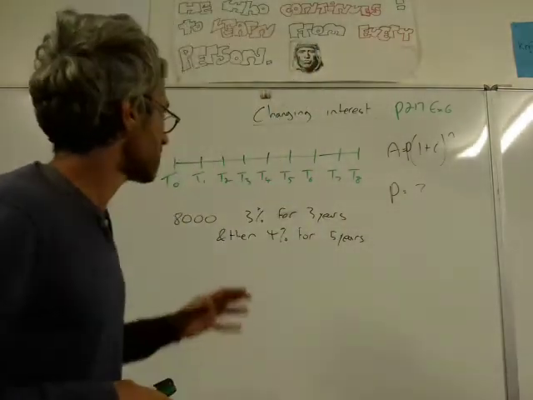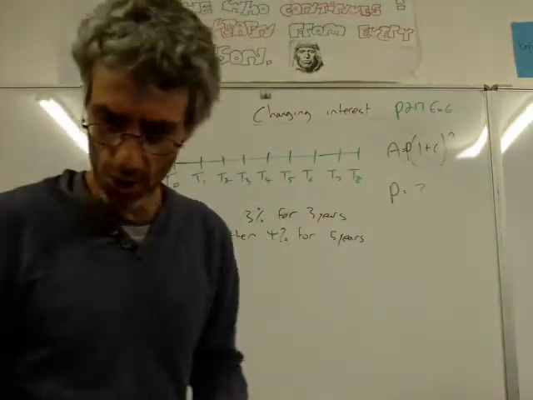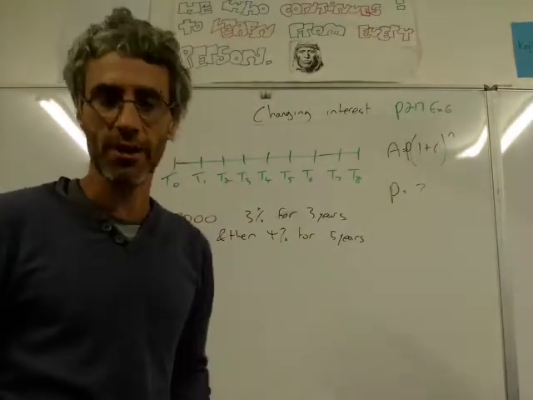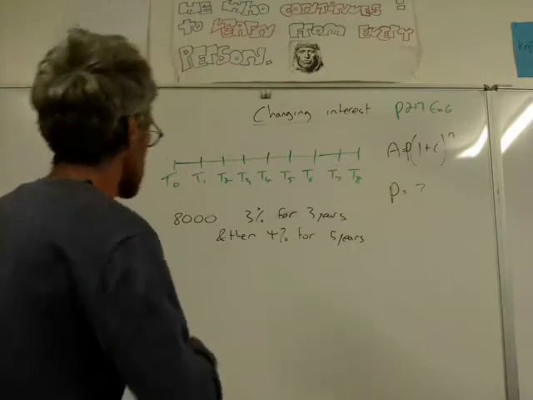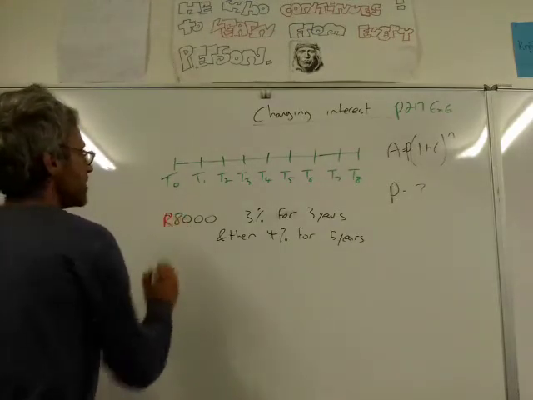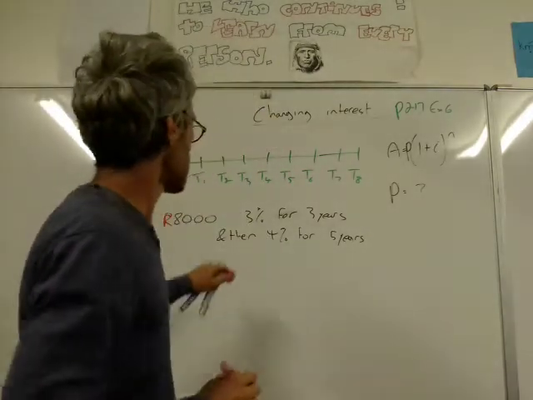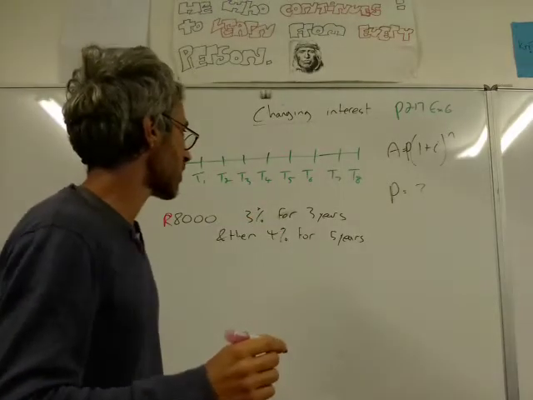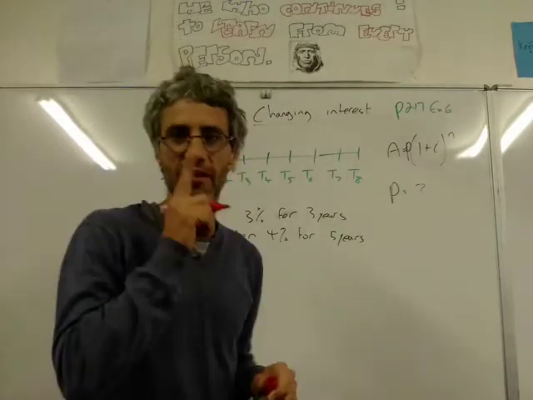So for this specific case, by the way, exercise 6 on page 217. This guy took a loan of 8,000 Rand, or is it a saving? I can't even remember. No, it's a saving. So you put 8,000 Rand in the bank for 8 years, and the first 3 years are at 3%, and after that the rest at 4%. So you need to figure out that the rest is 5 years.